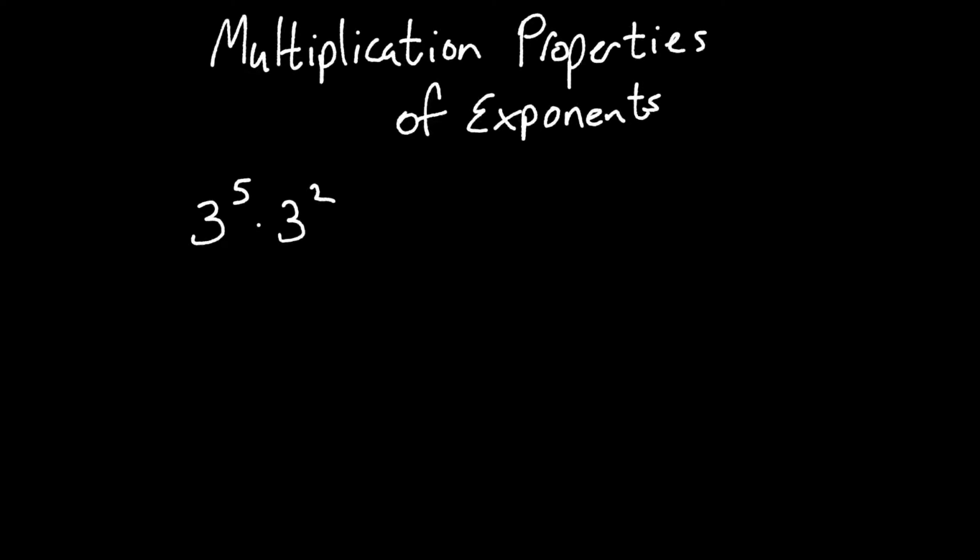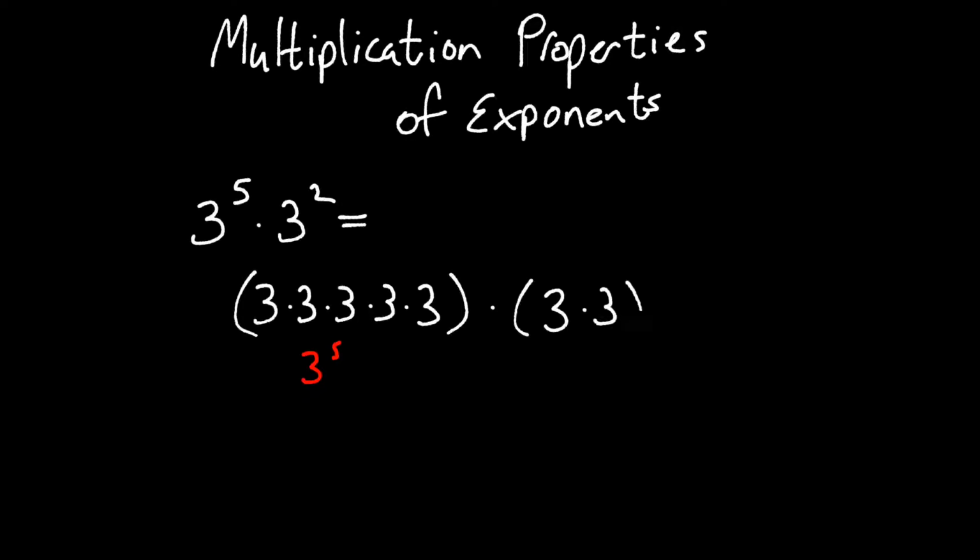In this video, we are going to look at multiplication properties of exponents. I have an example right here of 3 to the 5th times 3 squared. One way to think of this is that 3 to the 5th is 3 times 3 times 3 times 3 times 3. And 3 squared is 3 times 3. So what I have here really is 5 3's times 2 more 3's.